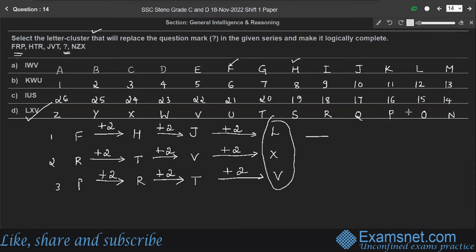To verify this, consider the last cluster NZX, which is already given, right? So we just have to add 2: L plus 2 is N, which is verified, X plus 2 is Z, and V plus 2 is X, right? Therefore, the missing cluster is LXV, option D.